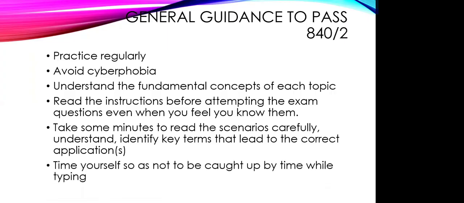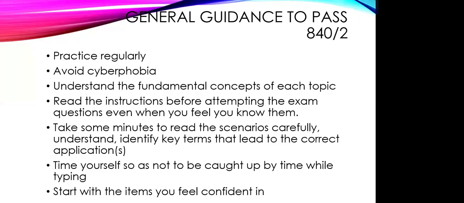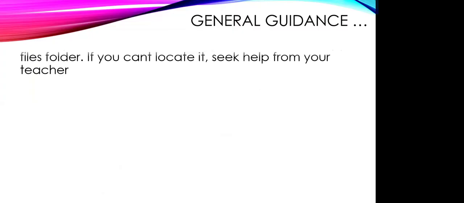Time yourself so as not to be caught up by time while typing. They are always about 2 hours. Give yourself a task to take 40 to 50 minutes. Try to time yourself such that in about 30, 40, or 50 minutes maximum you should have completed item 1. Then start with the items that you feel very confident in. What is that item that you feel so confident? Is it item 1 or item 2? Give it time and don't overspend time on it.